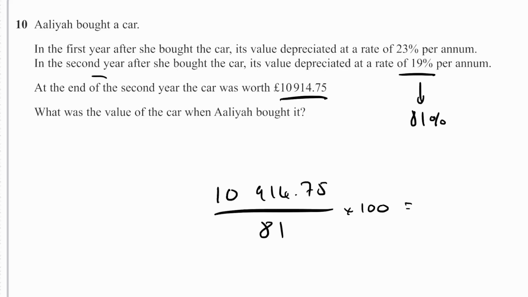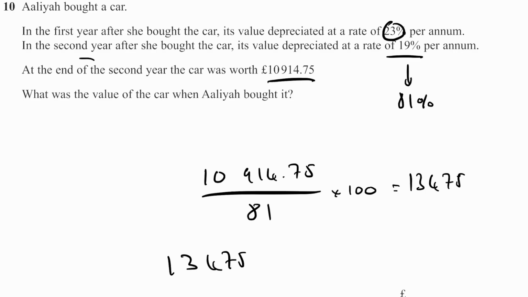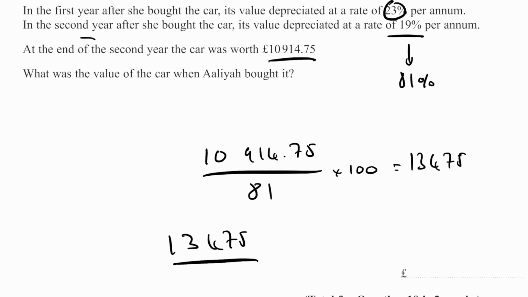So if you put that into your calculator, this will give you 13,475. And then basically you do the same thing for the first year, but this time you have 13,475. And because it depreciates by 23%, the value over here is going to be 77%. So this is basically 77% of the value that it started with. And so we do the same thing. We can divide through by 77 to get 1% of the value, and then multiply it by 100 to get 100% of the value. And if you put that into your calculator, you should get an answer of 17,500. Okay, and that will be your final answer.